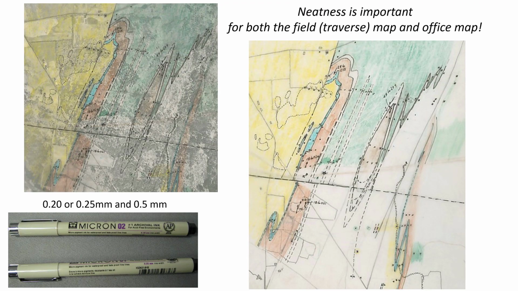Neatness is very important for both field or traverse maps and office maps. Here you can see a traverse map on the left on Mylar that's overlaying an air photo, and compared to the final map on the right. The neatness of these maps is helped a lot by the use of your micron pens, using either the 0.2 or 0.25 millimeter together with the 0.5 millimeter micron pens. And you would use the different thicknesses of pens for different map symbols that will be identified for you in a style guide that we'll talk a bit about later.